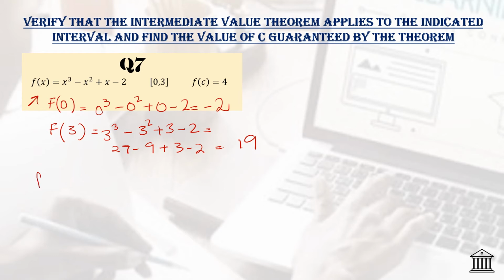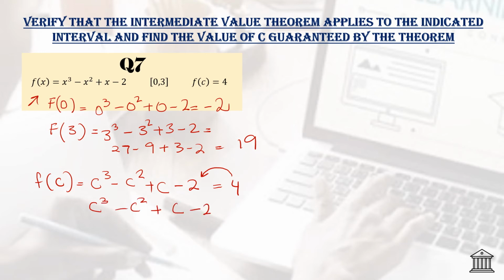Now find out f of c. Replace x by c. So you will get c cubed minus c squared plus c minus 2, and this equals 4. Before solving it, you have to bring the 4 to the other side. So you will get c cubed minus c squared plus c minus 2 minus 4 equals 0. So c cubed minus c squared plus c minus 6 equals 0.